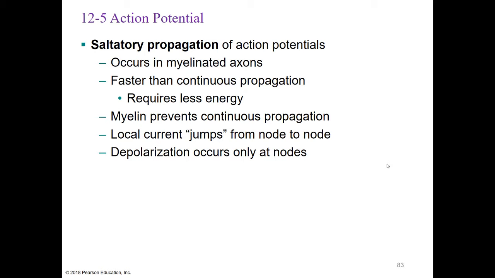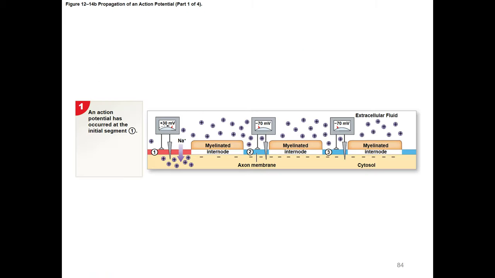It's a bit slower, still pretty fast, but it's a bit slower than this one, which is called saltatory propagation. Saltatory propagation is going to happen in myelinated axons, so axons that are covered with myelin. This is faster than continuous propagation and does require less energy. Myelin prevents continuous propagation. The local current will jump from node to node, and depolarization will only have to happen at the nodes. So let's take a look at that in pictures.